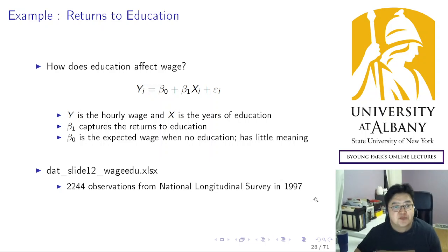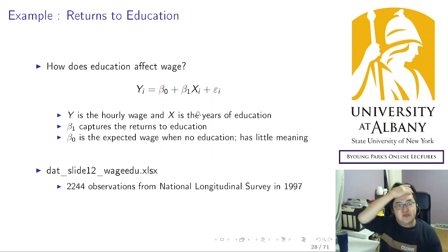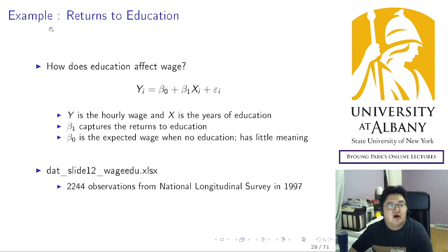Hello. So we will now consider another example with real data. The example is to estimate the returns to education, returns to schooling. In this example, Y is wage, especially hourly wage, and X is the years of education. So if you graduated high school, then that's 12 years, and if you graduate 4-year college, then that will be 16 years, and like that, right?